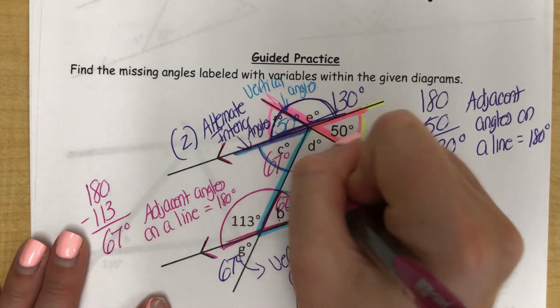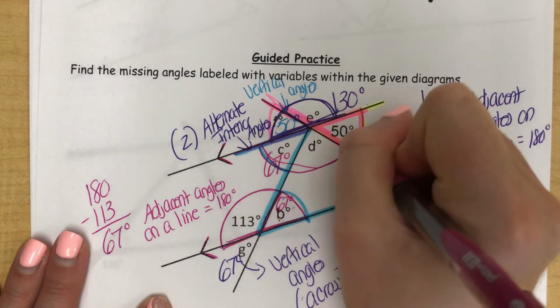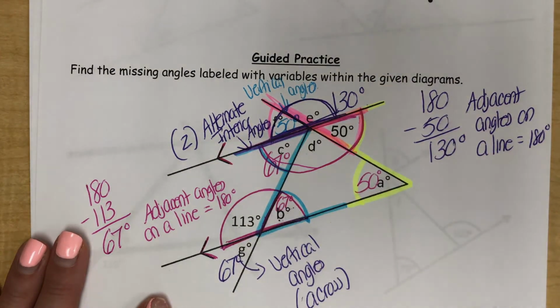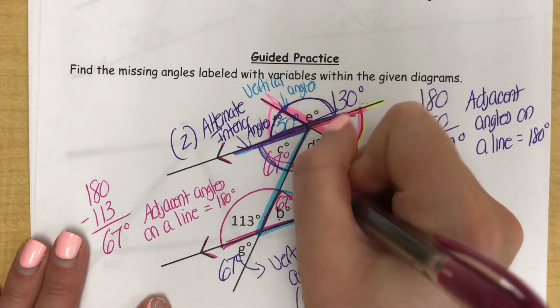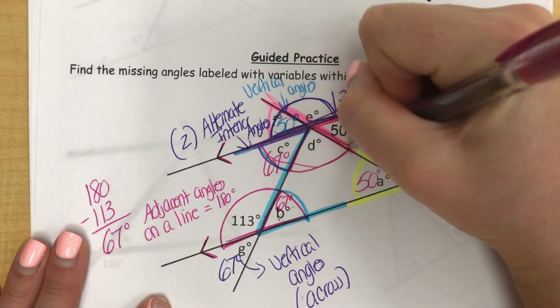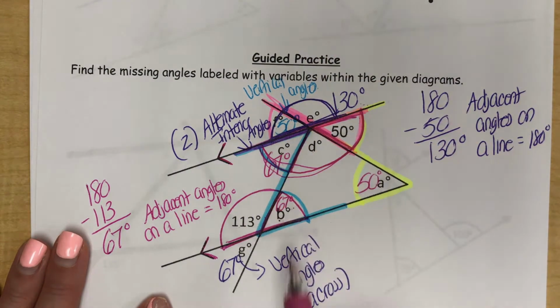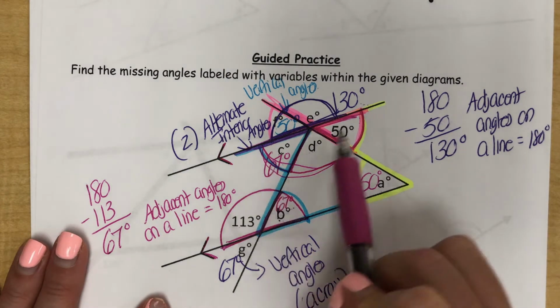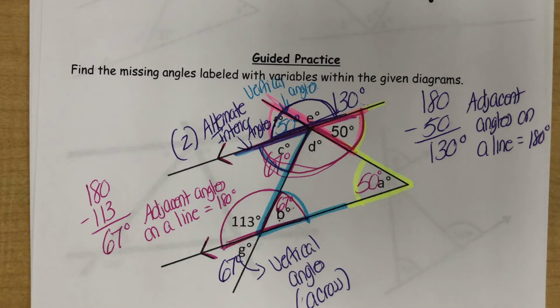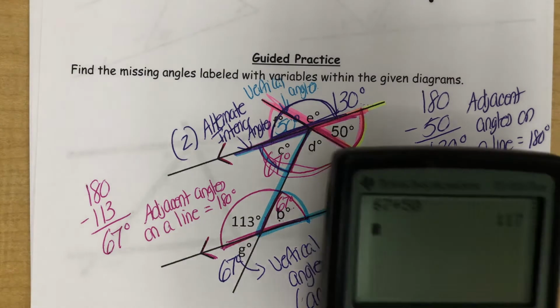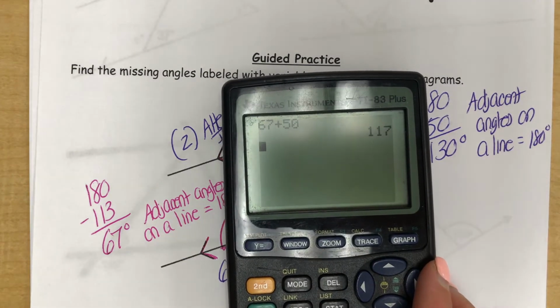So I know that all three angles here together are going to add up to 180 degrees. I can see this one section of the line is being cut right here and right here. So in my half circle, I should have 1, 2, 3 angles. I know the left is 67 and the right is 50. When I add 67 and 50 together, I get 117.